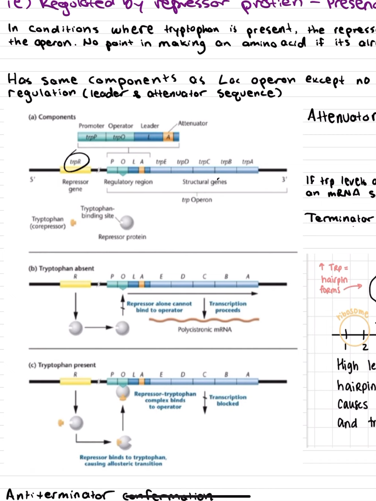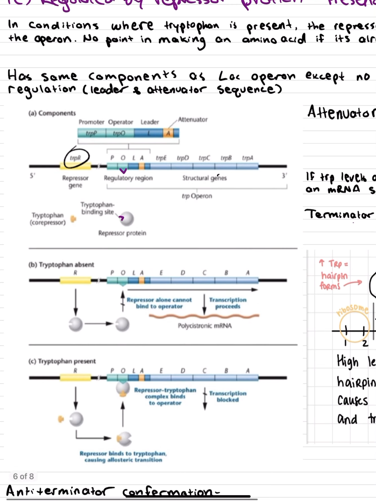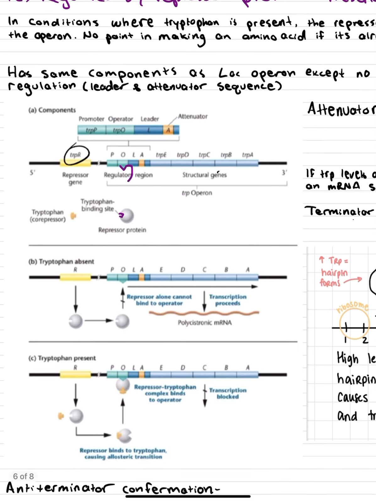Now, the repressor protein has two sites, a site to bind to the operator, and another site for tryptophan to bind. Normally, when tryptophan is present in the environment, you would have the repressor protein here, and you would have tryptophan bound to the repressor protein. When tryptophan is bound to the repressor protein, that gives it the proper shape to bind to the operator. So when tryptophan is present, it's going to be bound to the repressor protein, and that's going to allow it to bind to the operator sequence.